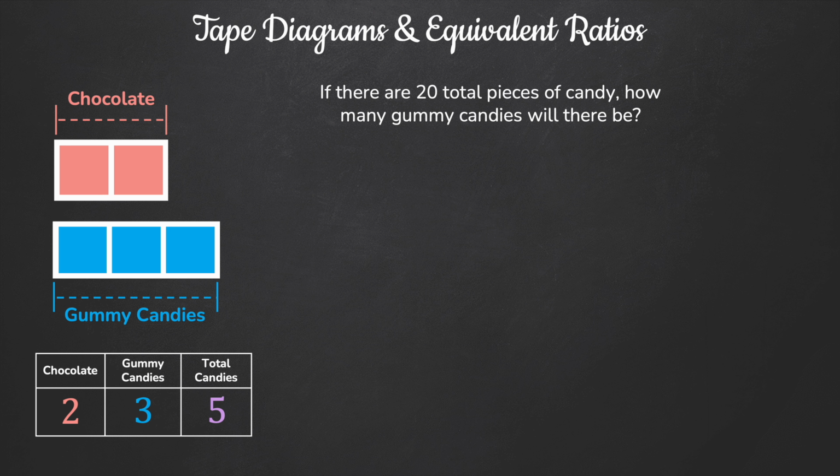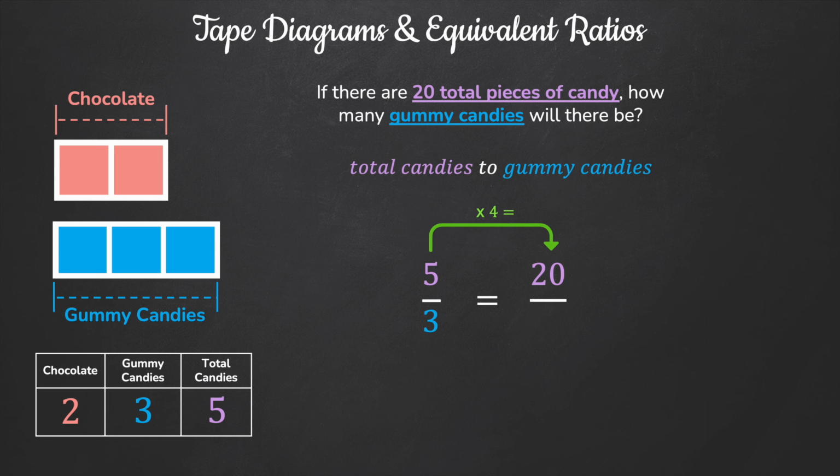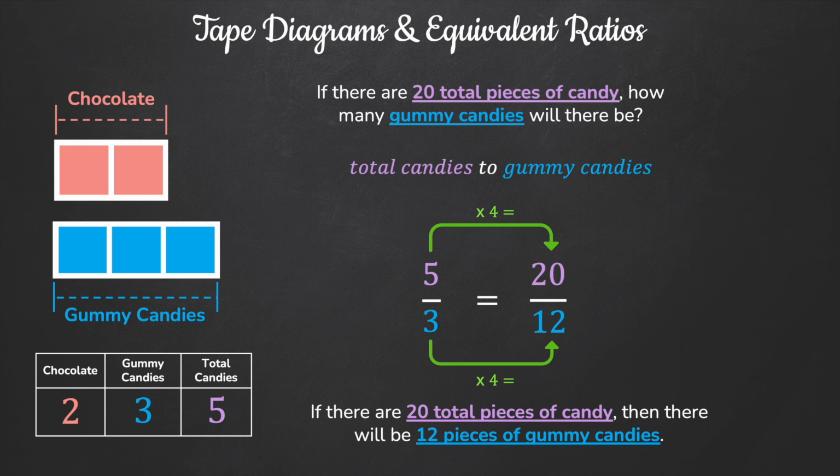Now it says if there are 20 total pieces of candy, how many gummy candies will there be? So the ratio of total pieces of candy to gummy candies is 5 to 3. And we know that there are 20 total pieces of candy, so we ask ourselves, what can we multiply 5 by to get 20? And 5 times 4 is equal to 20. So then we're going to go ahead and multiply 3 times 4. And 3 times 4 is equal to 12. So that means if there are 20 total pieces of candy, then there will be 12 pieces of gummy candies.